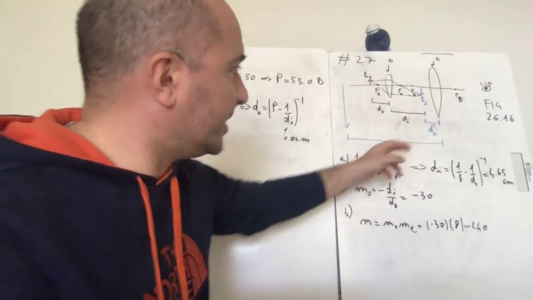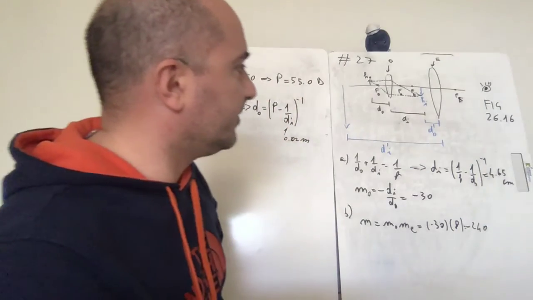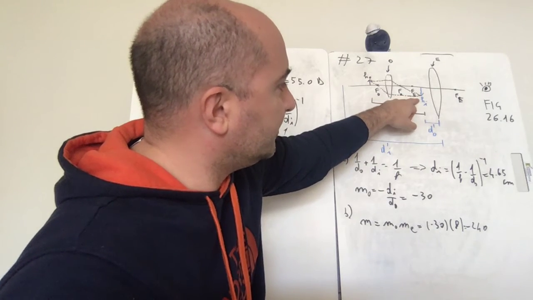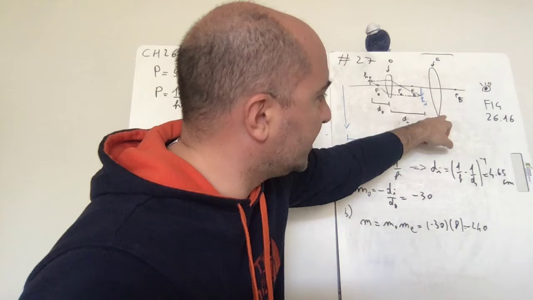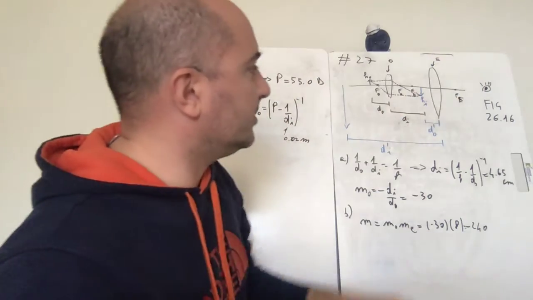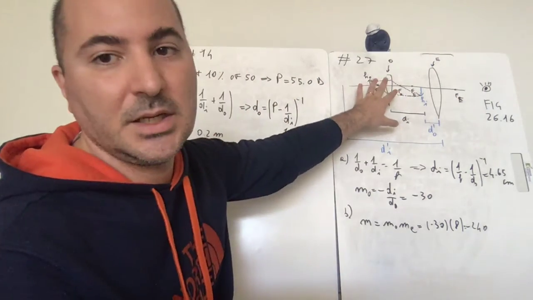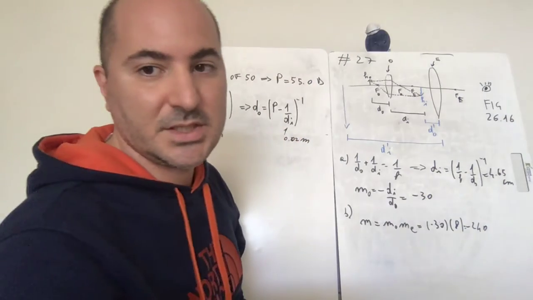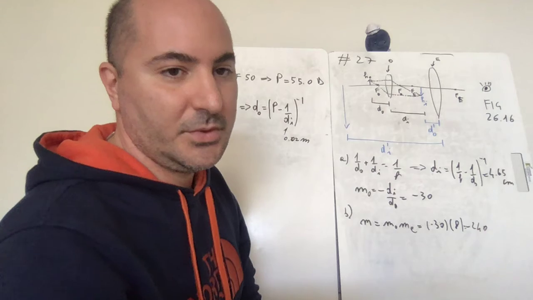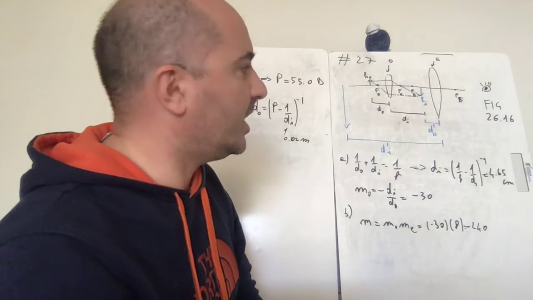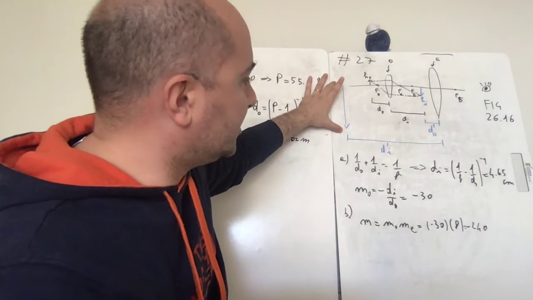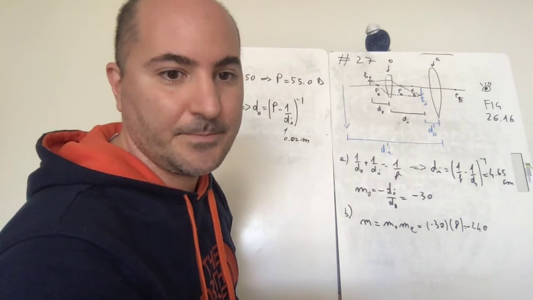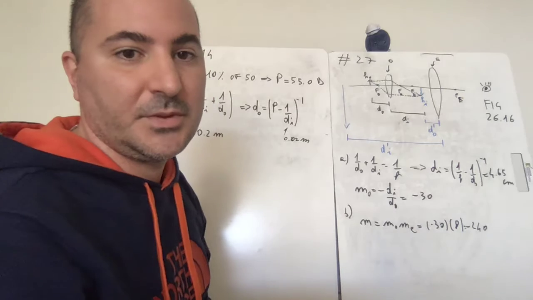Now the microscope also has another lens, which is the eyepiece over here. So now this image becomes the object of this other lens. I didn't draw the ray tracing here, to not complicate this diagram, but you should look at the image in figure 26.16 to make sure that you understand how the final image, which is this one over here, a virtual image, is actually produced.